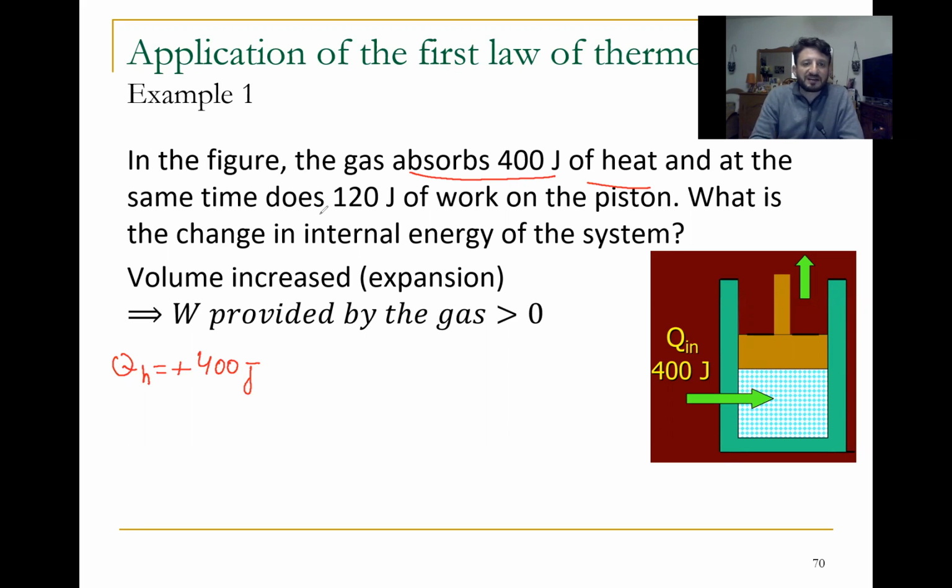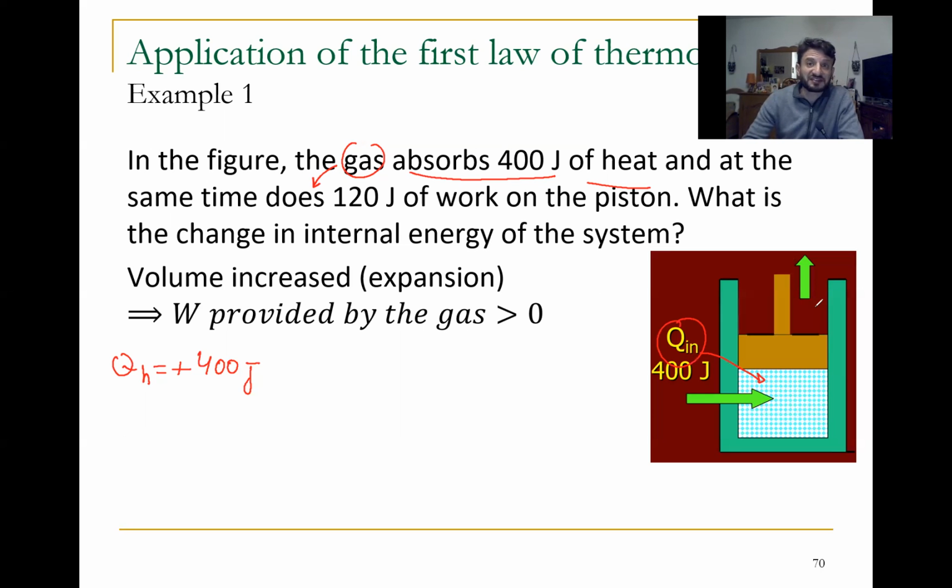And at the same time, the gas does 120 joule of work on the piston. When I say the gas does this quantity of work, it is the energy done by the gas. Look here, when we have Q hot applied to the gas, I add this quantity. In this case the volume will increase, the pressure of the gas increases, and the gas will push the piston up.